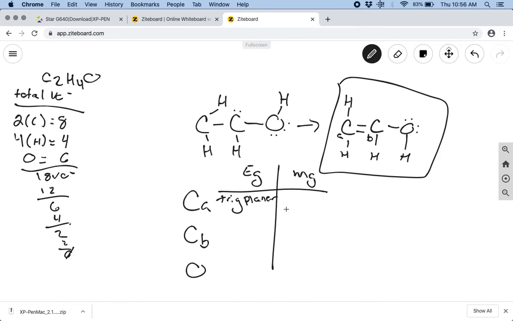I'm just abbreviating trigonal for trig, but same difference there. Now, we have no lone pairs on this central carbon, so the number of molecular groups is the same as the number of electronic groups, so trigonal planar for molecular geometry as well. On to carbon B. Similar situation, just kind of oriented differently. We have 1, 2, 3 electronic groups. We also have 3 molecular groups.